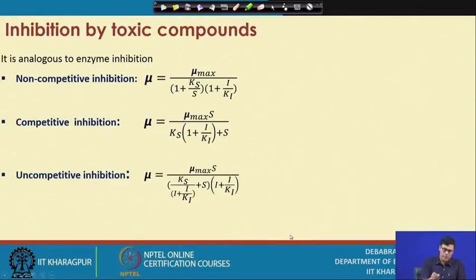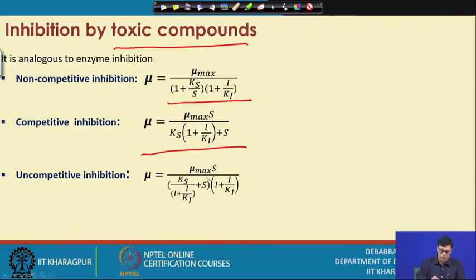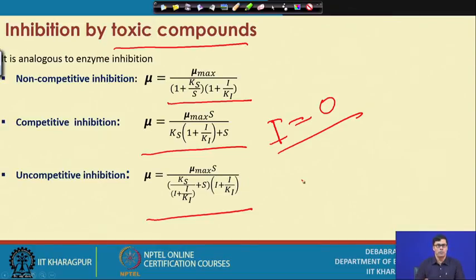Now, I was talking about inhibition with respect to some toxic compounds that may be produced during the fermentation process, or if you add some kind of toxic compounds, it can be expressed like this. In the case of non-competitive inhibition, it will be this; in competitive inhibition, it will be this; and uncompetitive inhibition is similar to the enzymatic reaction. In all the cases, if you put I equal to 0, then all the models tend to the Monod equation. So, this is similar to the enzymatic reaction. I already explained, so I am not explaining again.